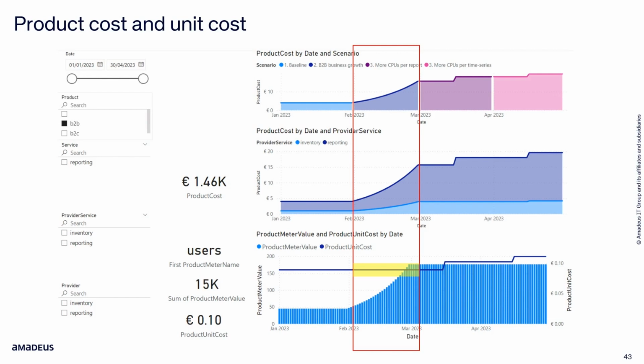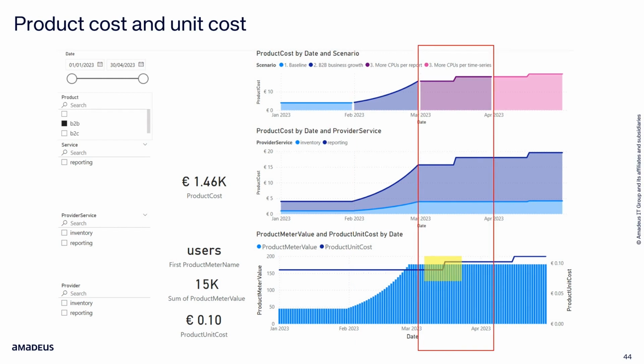The visual at the bottom of the report shows the evolution over time of the number of users as bars and the cost of a single user as a line. In this scenario, we can see that the unit cost of a user is constant. This means that the increase of cloud costs just reflects the increase of the business volume. From a cost efficiency perspective, it's fine.